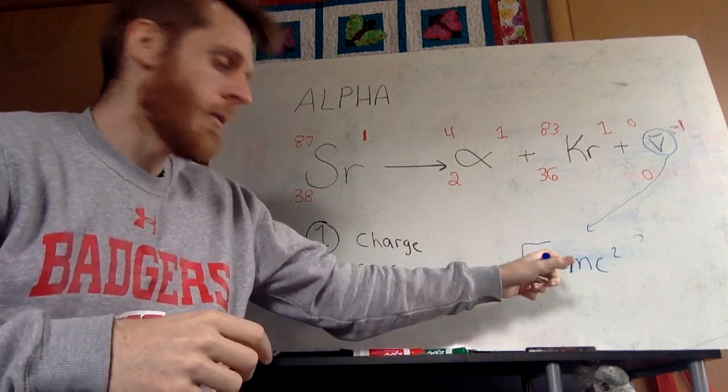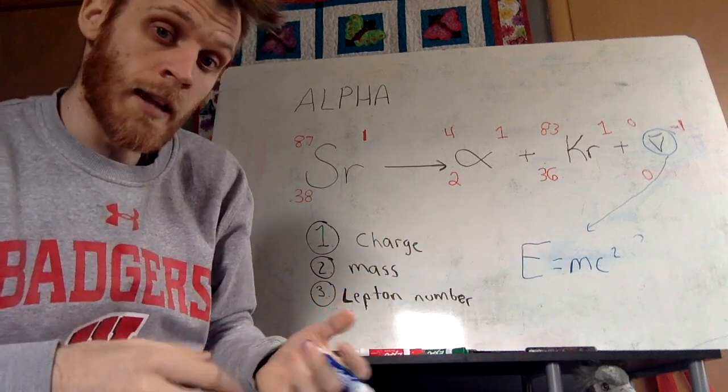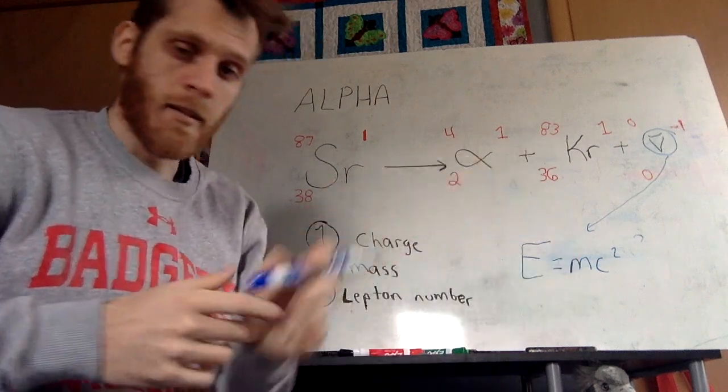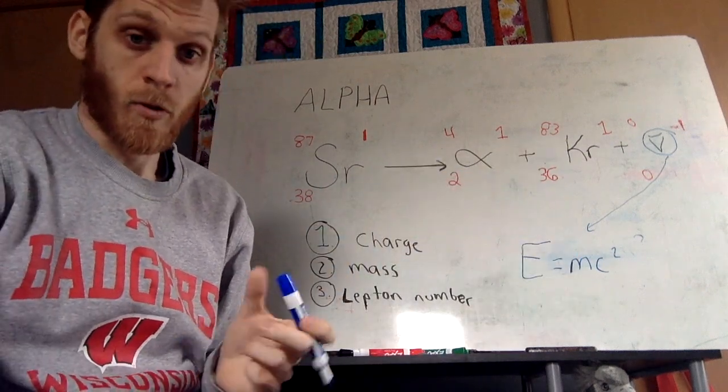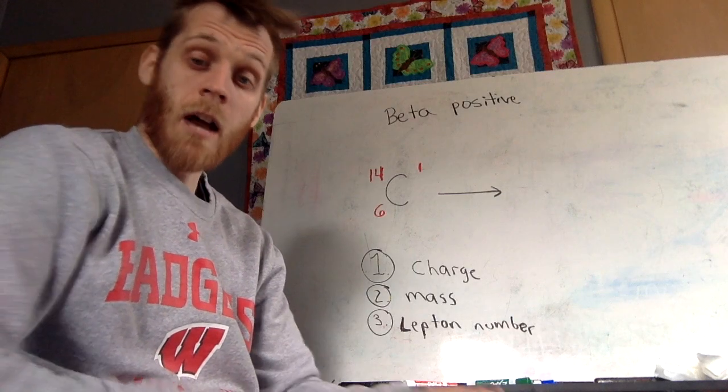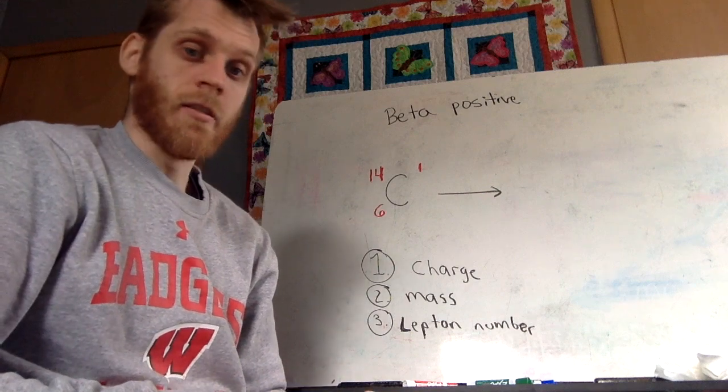So we can actually figure out how much energy is produced in this nuclear reaction based on that. Now let's go to beta positive.